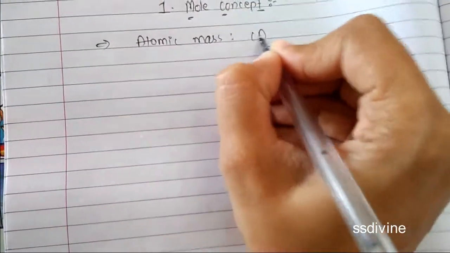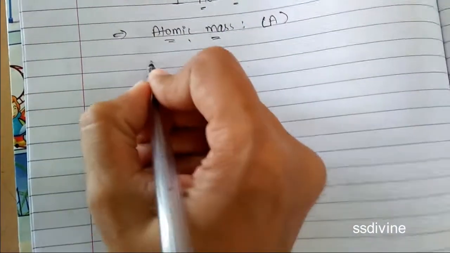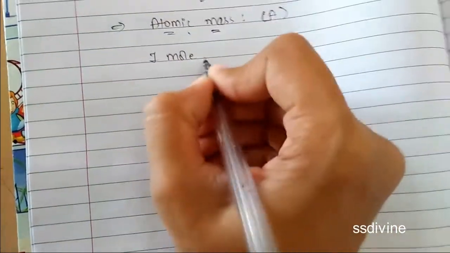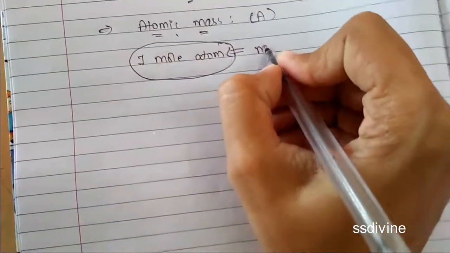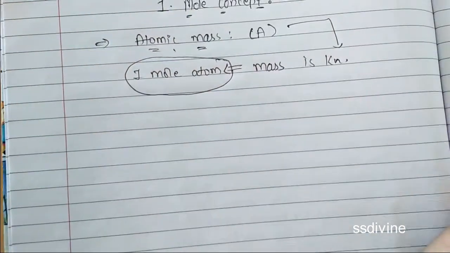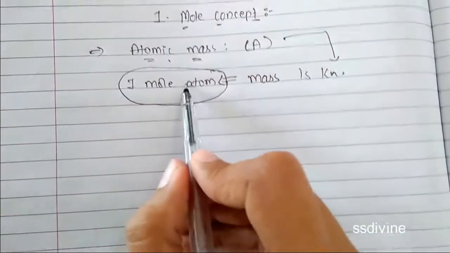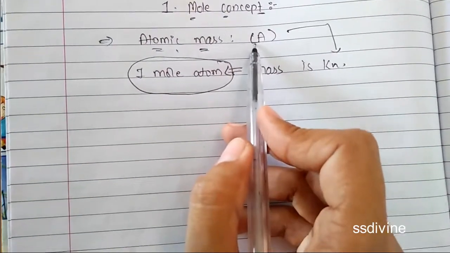It is denoted by A. So what is atomic mass? Atomic mass is nothing but when you are having 1 mole atom, the mass of 1 mole atom is known as atomic mass. Clear? एक मोल एटम का मास जो होता है दैट इज नोन एज एटॉमिक मास, राइट?